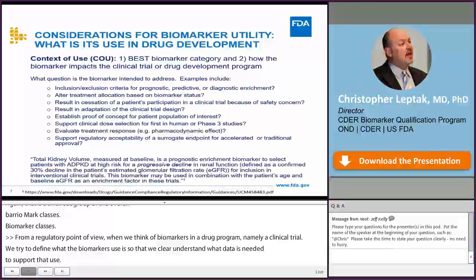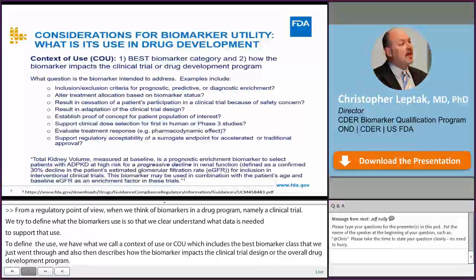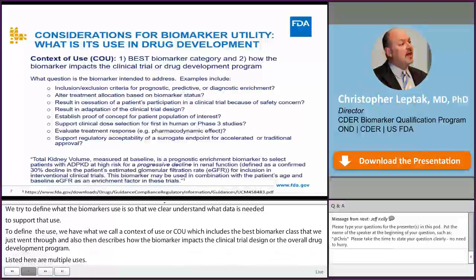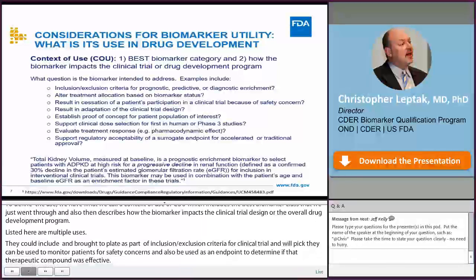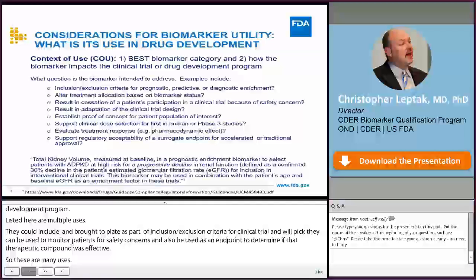Listed here are multiple uses. They can be brought to play as part of inclusion-exclusion criteria for clinical trial enrollment. They can be used to monitor patients for safety concerns, and then they could also be used as an endpoint to determine if that therapeutic compound was effective. So these are many uses, not extensive, but some of them that are listed here. And at the bottom includes what a context of use description might look like for total kidney volume.